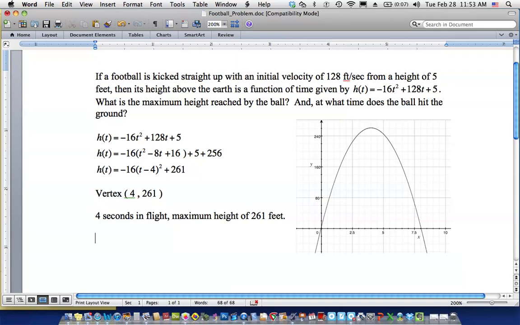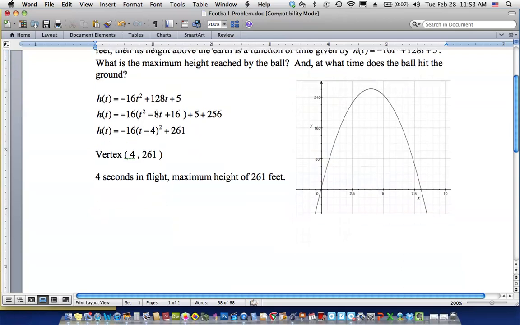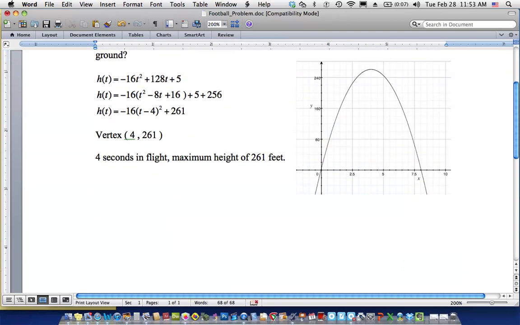But let's do one more step, and that is, what time does the ball hit the ground? So what we're looking for now is, when does it hit the ground? When is y equal to 0? That means we have to find the x-intercepts, by going into this equation and solving for it. So let's start again with what we had and see if we can solve for it.